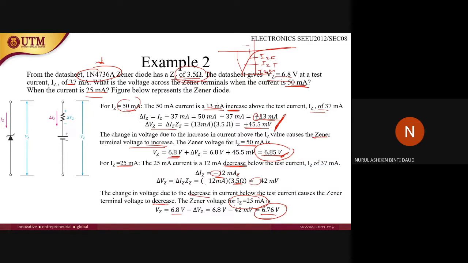Okay, so maybe after this you can try, if you want to find the value at certain voltage. Okay.